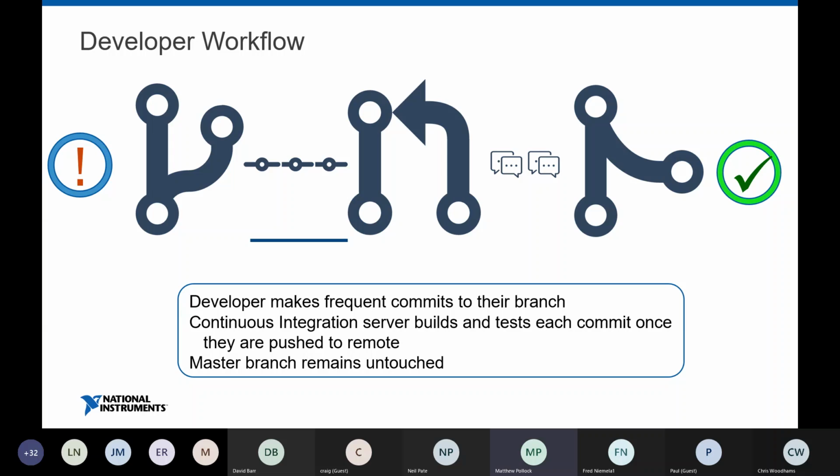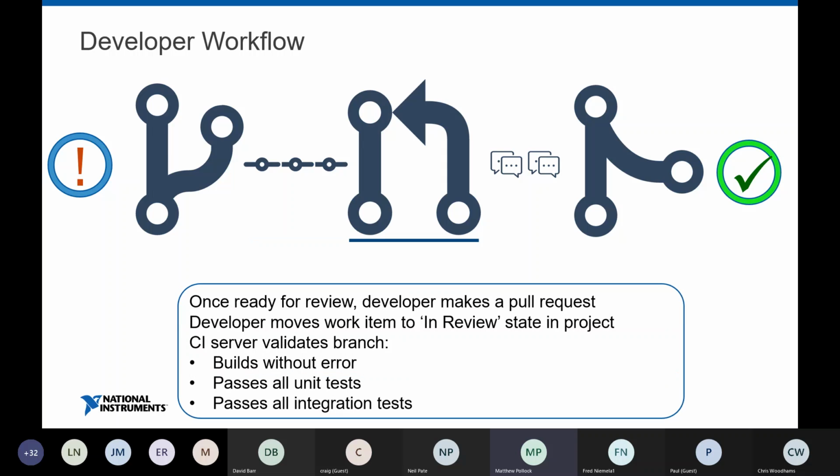Developer makes frequent commits to their branch. CI server checks them, makes sure that you didn't break anything. Master branch doesn't get touched until there's a pull request. And that's the point where we do the code review, when the detailed CI checks run, and you're not allowed to merge anything in until the CI checks are happy, meaning everything builds without error, all the unit tests and integration tests pass. And we set that up in the source control tool, so it's not a manual thing where we have to check. It's that the merge button cannot be pressed until the CI system says it's good.